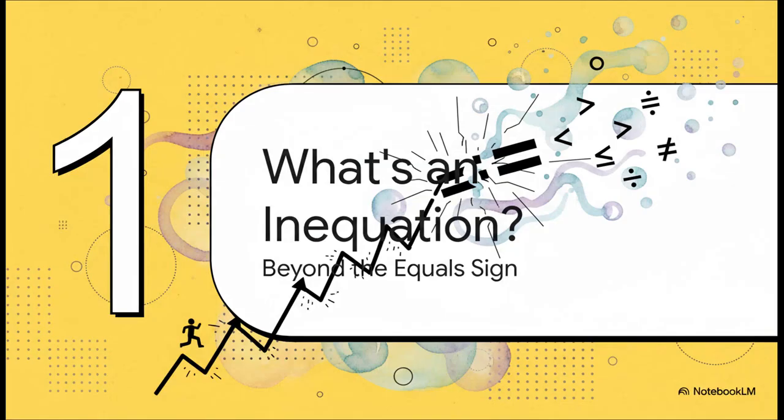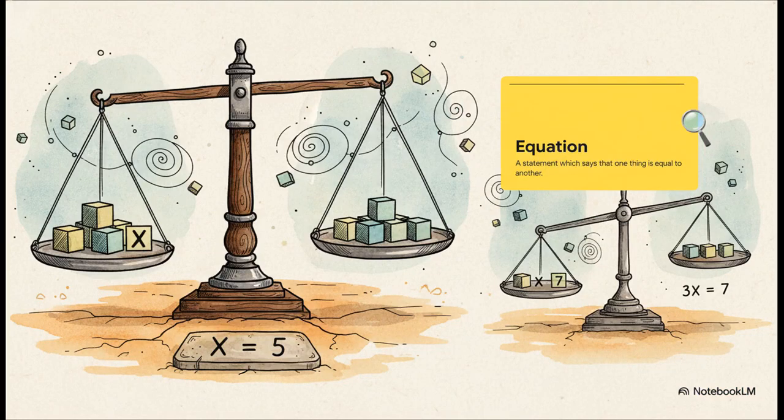All right, section 1. What in the world is an inequation? It's time to go beyond that good old equals sign we all know and love. So let's start with what we already know. An equation. It's just a statement saying two things are exactly the same. x equals 5, 3x equals 7. It's like a perfectly balanced scale. One side is exactly the same as the other.